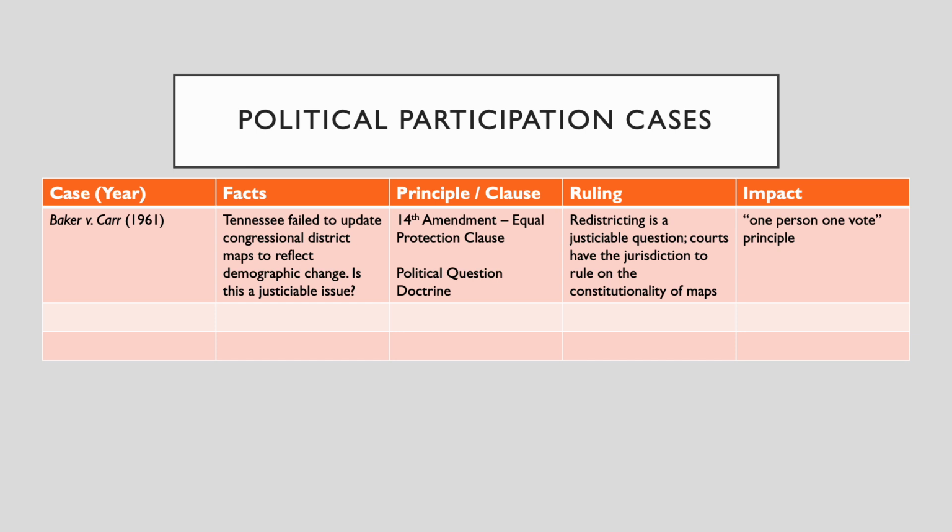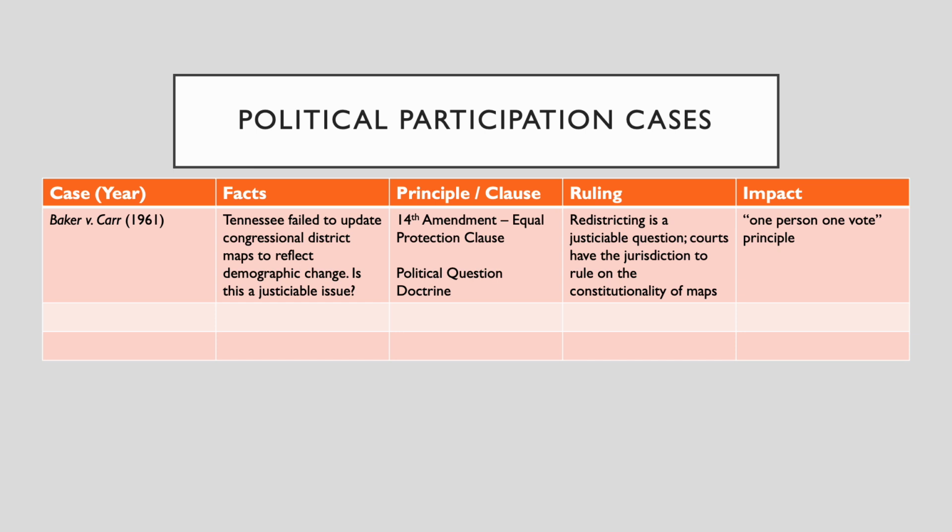Tennessee had not updated its congressional district maps to reflect demographic changes, and the question really before the court wasn't whether or not Tennessee's maps were good. It was whether or not the courts have the authority to rule over Tennessee's maps, since Article 1 of the Constitution gives state legislatures the ability to draw congressional districts. And so the question before the court was really, is this a justiciable question or is this a political question?